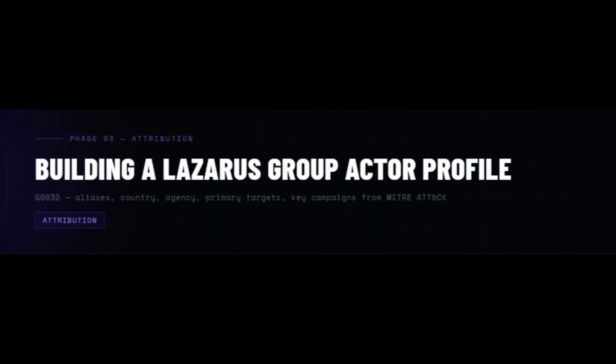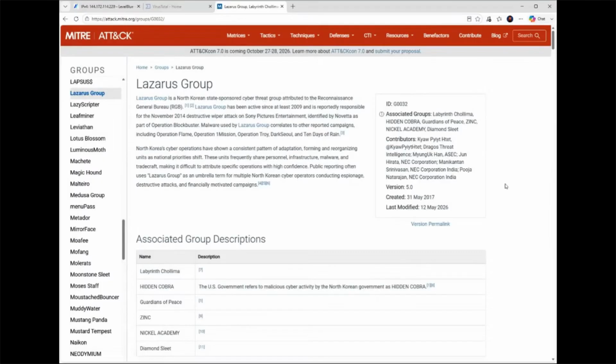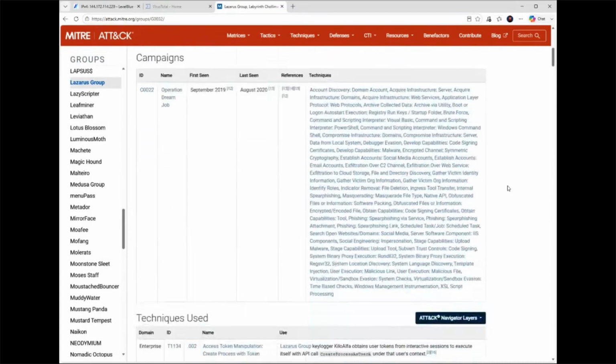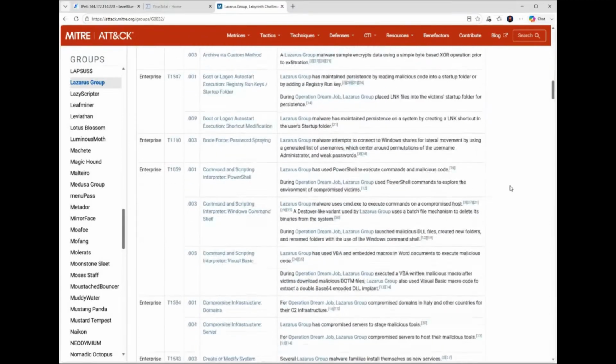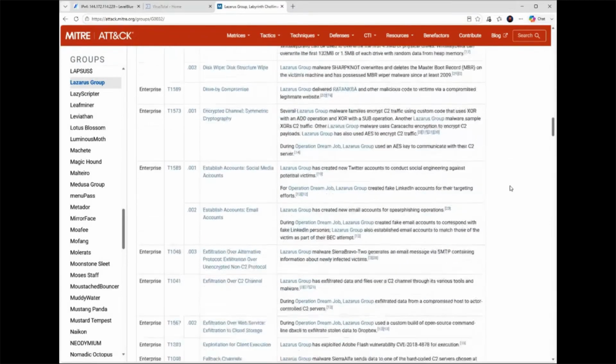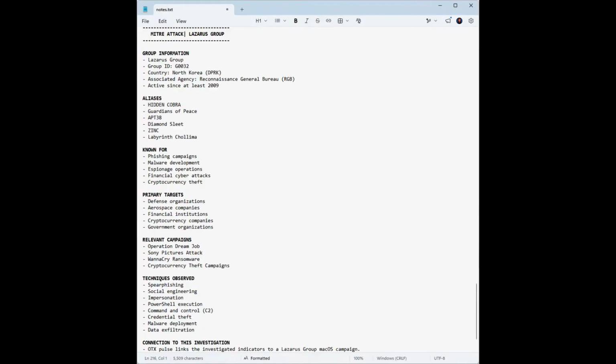Now I'm using MITRE ATT&CK to build a profile of Lazarus Group. I'm looking for information about the group's aliases, targets, and attack methods to better understand the threat actor behind this campaign. The MITRE ATT&CK profile shows that the tactics observed during this investigation are consistent with known Lazarus Group activity. The investigated indicators are linked to a macOS-focused operation that uses fake Microsoft Teams invitations and social engineering to trick victims into executing malicious content.